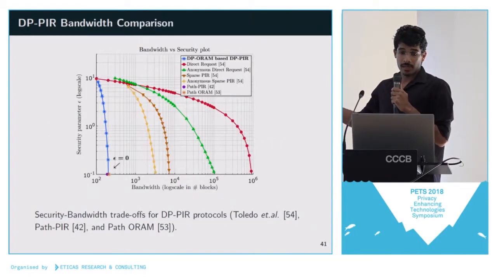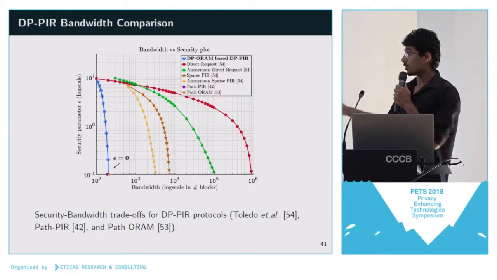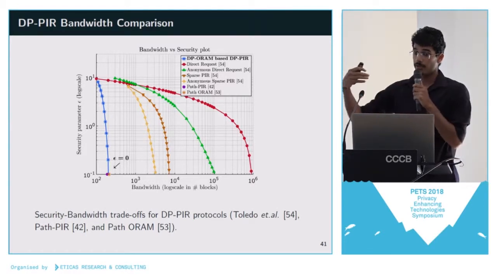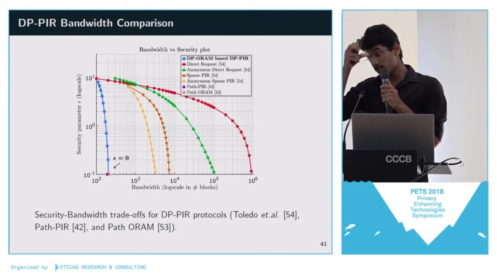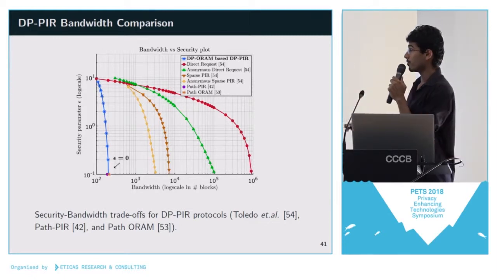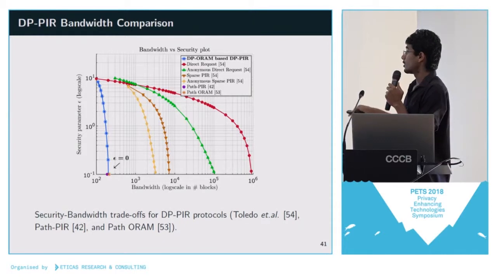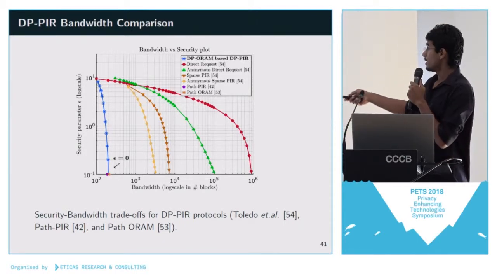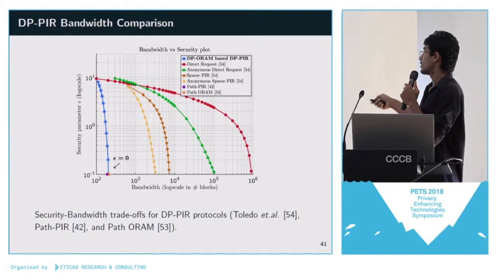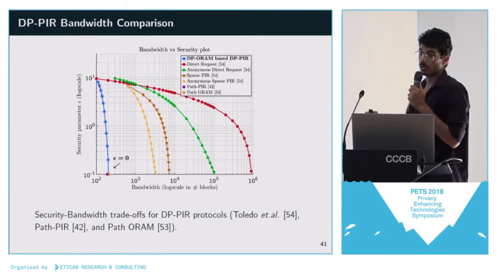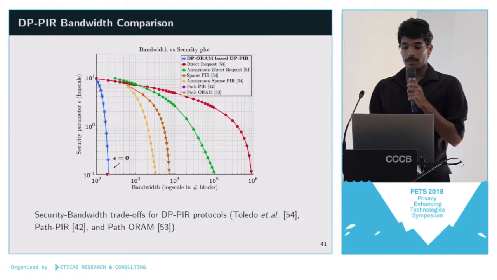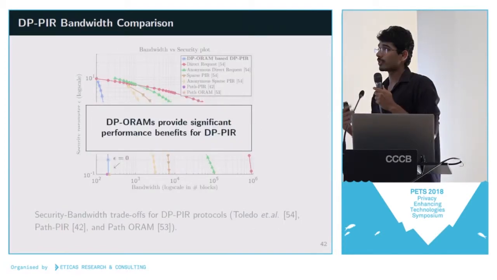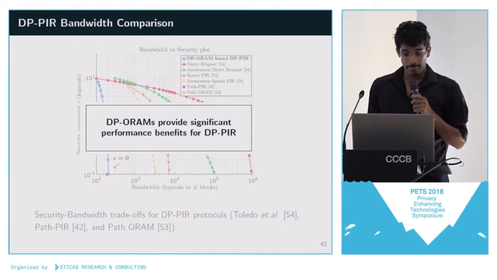So to see that, I have one quick slide on the comparison. You can see here, the blue line is our differentially private ORAM based, differentially private PIR. And then these are state-of-the-art DPPIR protocols. And as you can see, for any given value of the security parameter, if you consider the bandwidth which is required by the protocol, it's much, much lower. So DPORAMs can be used to give significant performance benefits for DPPIR.